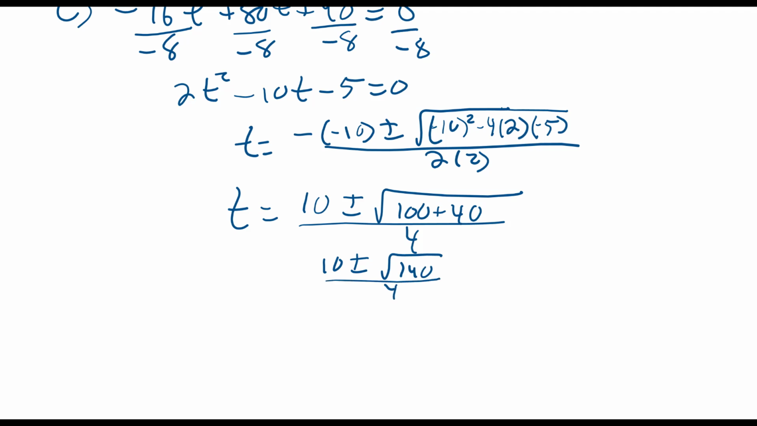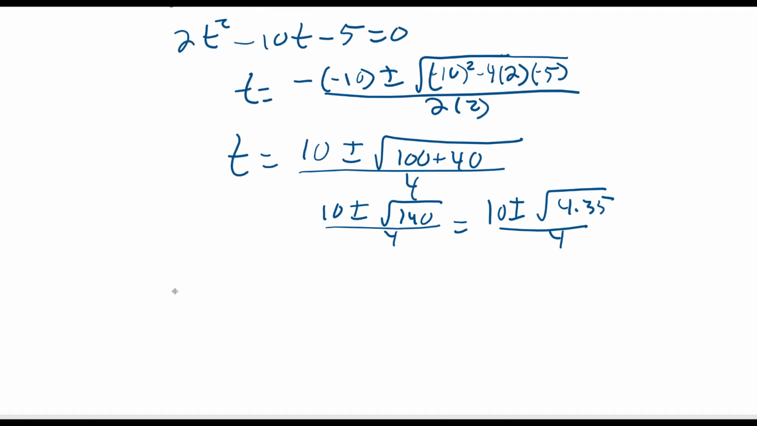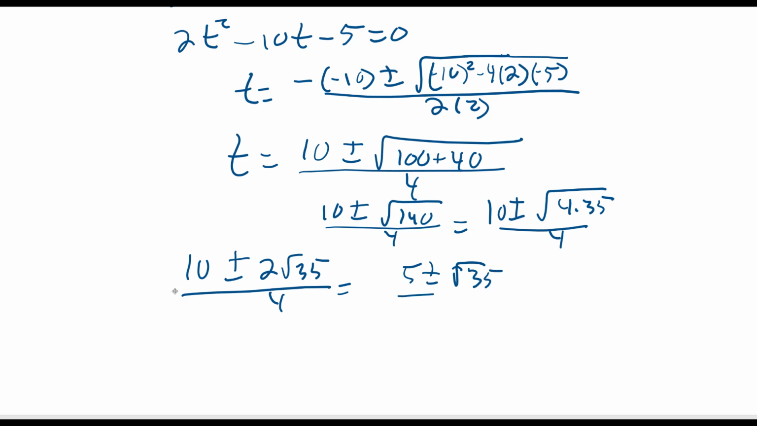Now I can pull something out of 140. I can pull a 4 out. I think that's 35. Yeah. So this would be 10 plus or minus the square root of 4 times 35 over 4. Scroll down. So it's going to be 10 plus or minus 2 root 35 all over 4. So it can be reduced to 5 plus or minus the square root of 35 all over 2 if I divided 2 out of everything.